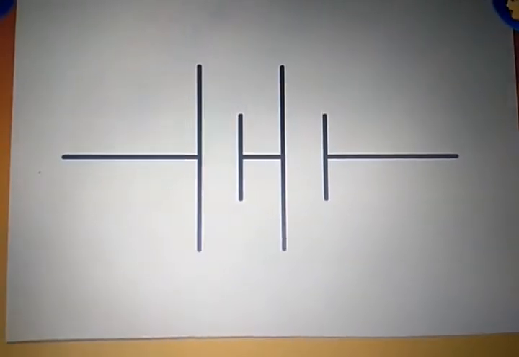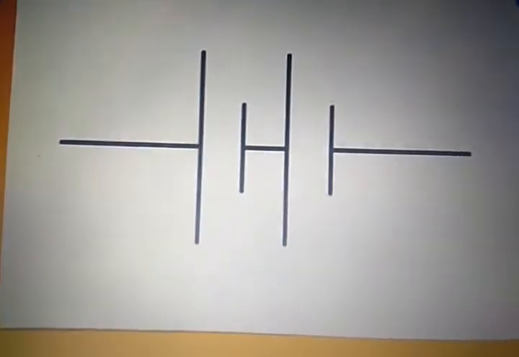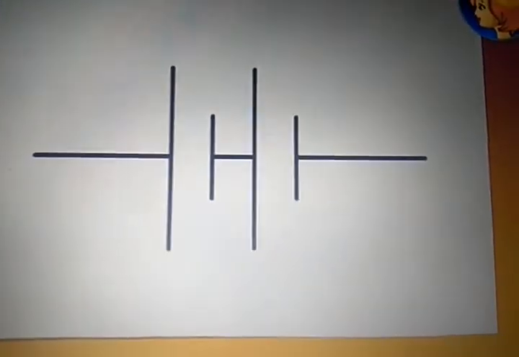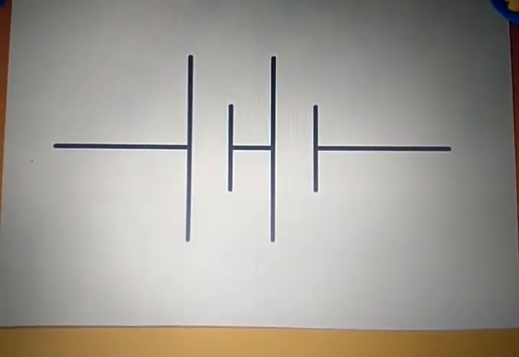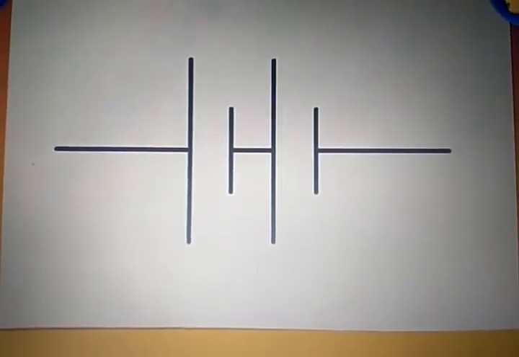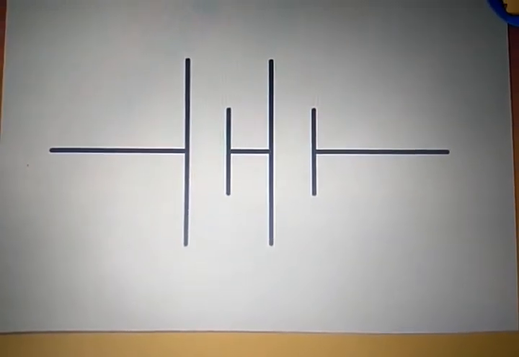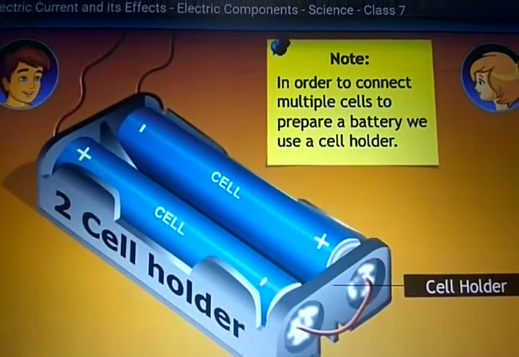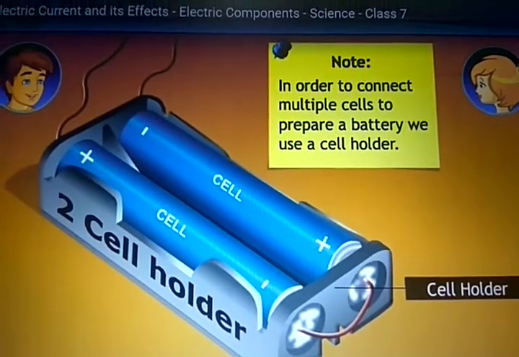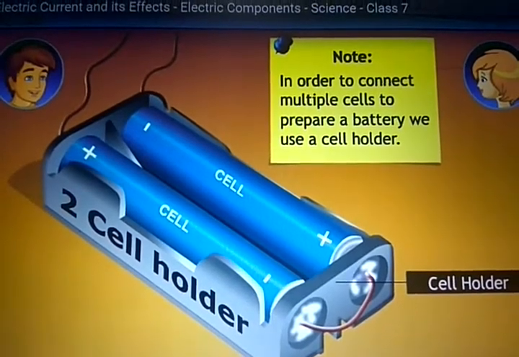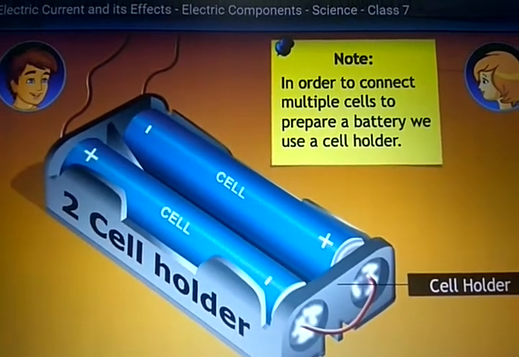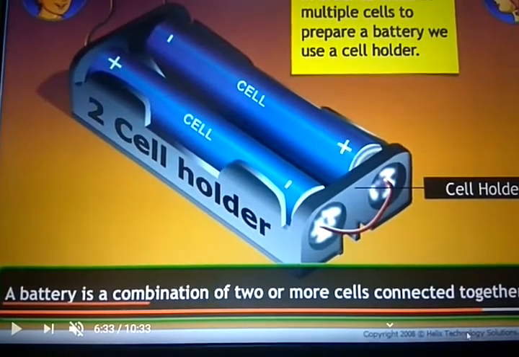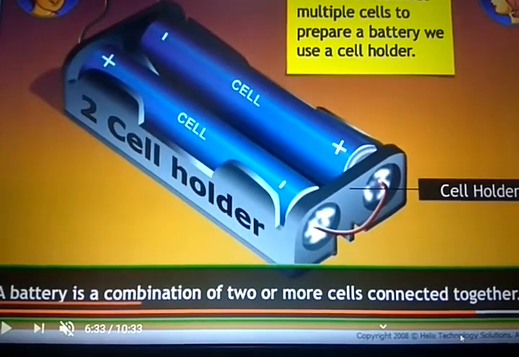What is this? Students, you can see here this is one cell, this is another cell. When more than two cells join together, it becomes a battery. So this is the symbol of battery. You see here, in order to connect multiple cells to prepare a battery, we use a cell holder. So this battery is made, right? When you use more than two cells, it becomes a battery. So dear students, a battery is a combination of two or more cells connected together.